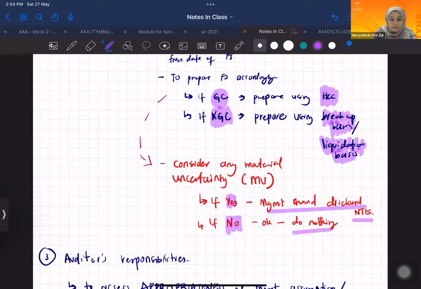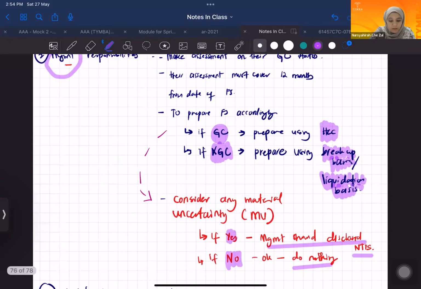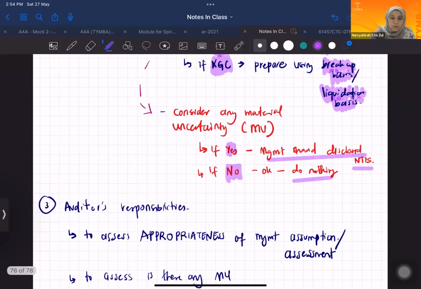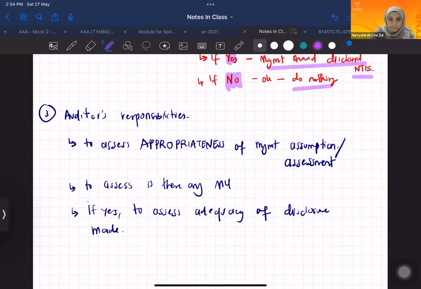So all of this should be done by the management. I repeat, should be done by the management. This is an exam question. What are the responsibilities of the management relating to going concern? Okay, move on. Now, what are the auditor's responsibilities?